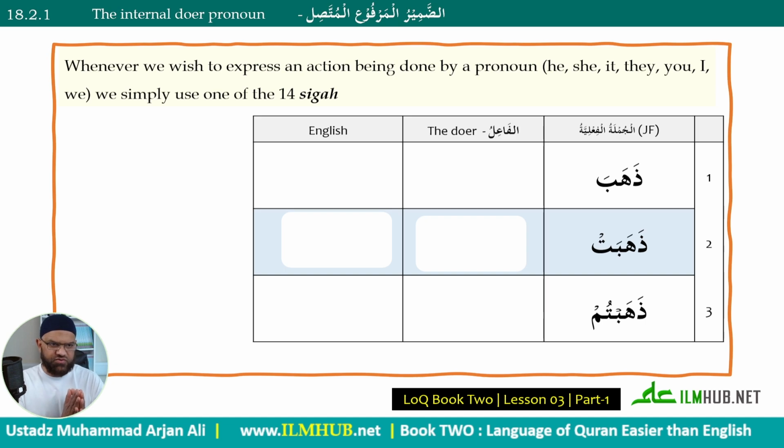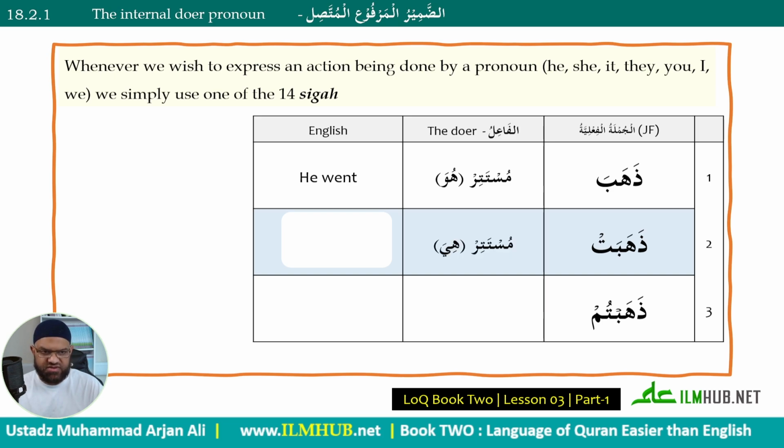So let's go through it slowly. Dhahaba, I will say the doer is huwa, mustatir. And what is it? He went. And that's how I will translate it. Again, forgive me for repeating again and again, but these things you need to get. The he will come first. Why? Because in English, the subject comes first. Then you have dhahabat. You'll say here is the doer, mustatir, there's nothing there, but here is the doer, and the translation will be she went.